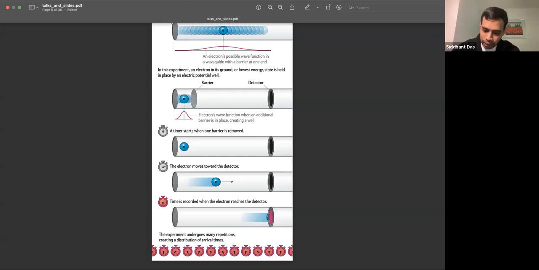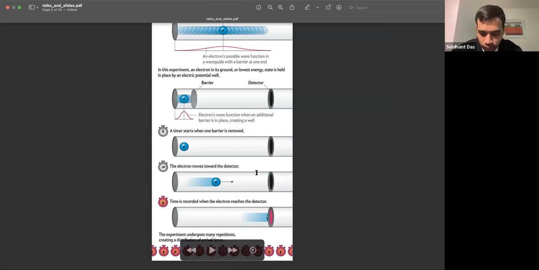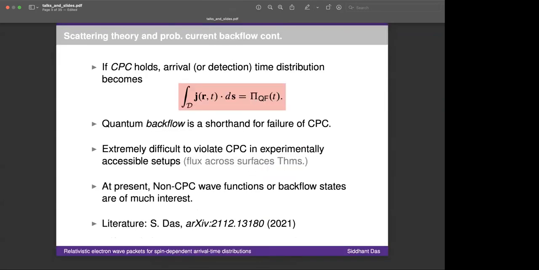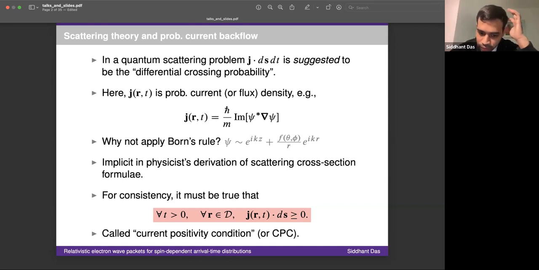Okay. Can I ask a question? Yeah. So using this image, right? You say that the current positivity condition is being violated. The positive current is being violated. That means that somehow the current is actually flowing through the detector, but in the wrong direction. That's the intuition that I have.